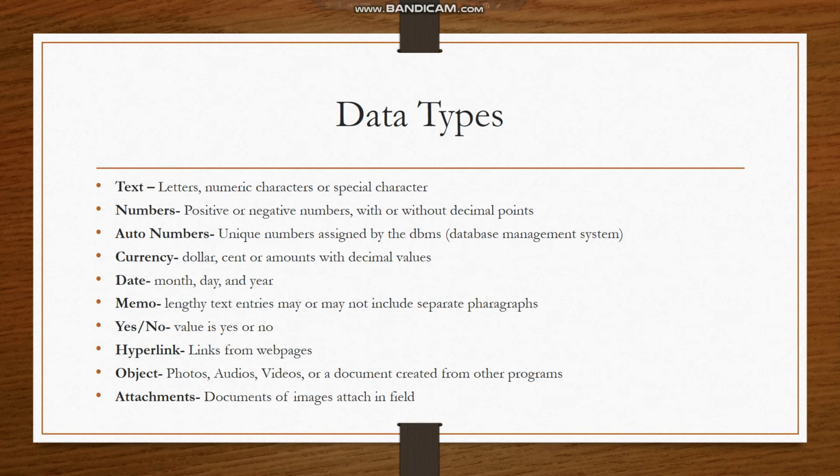The sixth is memo: lengthy text entries that may or may not include separate paragraphs. The seventh is yes or no. The value is only yes or no. The ninth is hyperlinks, links from web pages. The next one is object: photos, audios, videos, or a document created from other programs. And the last one is attachments: documents or images attached in a field.